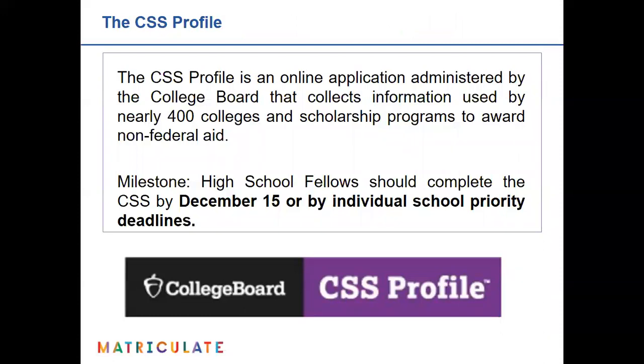Moving on to the CSS Profile, this is another online application administered by the College Board, which collects information used by nearly 400 colleges and scholarships to award non-federal aid. It's important to note that the 400 colleges are not just private institutions; they also include public, highly selective schools. So this is something that all students might be filling out. The milestone for this is December 15th or the individual school priority deadlines. So it's important to pay attention to when those deadlines are and look on the financial aid page of each school's site.